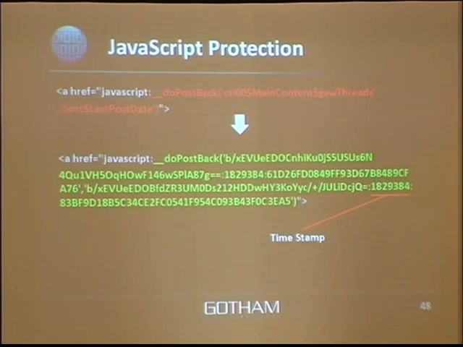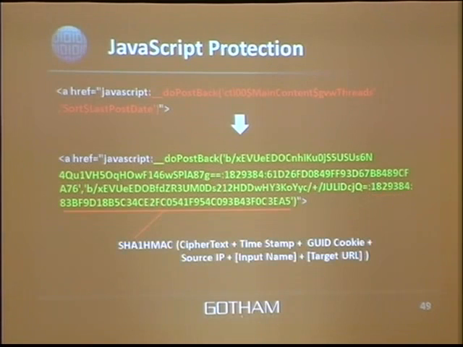The second piece of data is a timestamp. Again, we don't want these things to be valid forever, just like the links, so we expire them after a predetermined set of time. You can always set this to 0, in which case it'll never expire. And then, just like on the links, we generate a token, and that token covers the integrity of the ciphertext to make sure no one messed with it, the timestamp to make sure it hasn't been altered, and then we tie that to the session cookie, which is that GUID, the source IP address, and then optionally the input name and the target URL if we have that information.